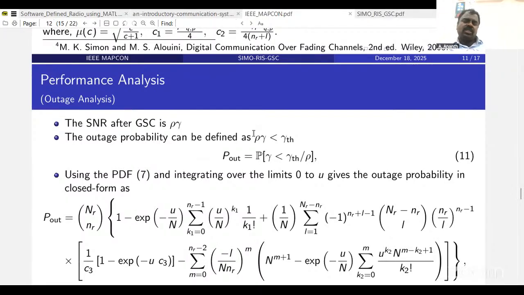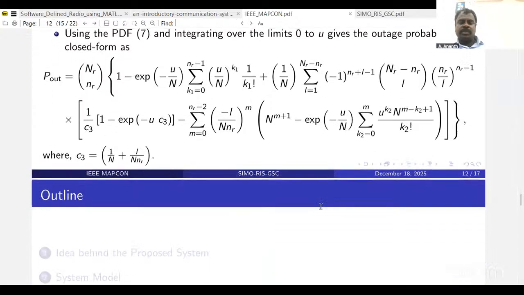So here we have rho gamma less than gamma TH. That's what we have. Already we know the PDF of gamma, so if you integrate over the limit 0 to gamma TH by rho, you will get this outage probability expression.